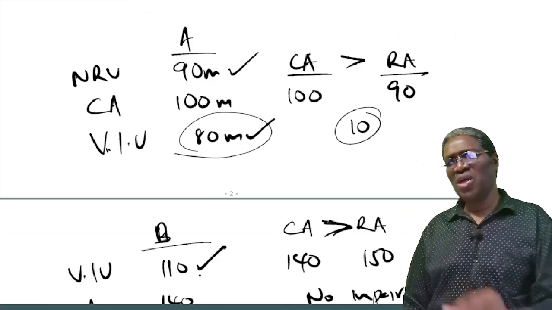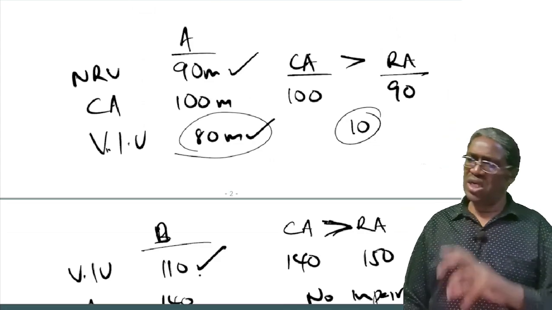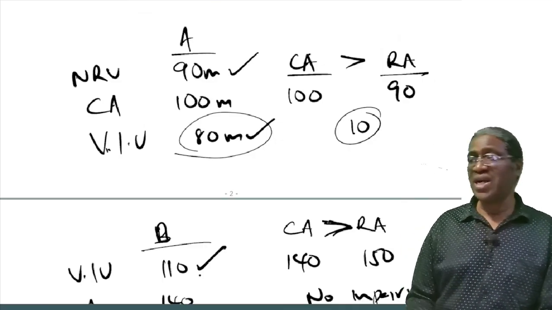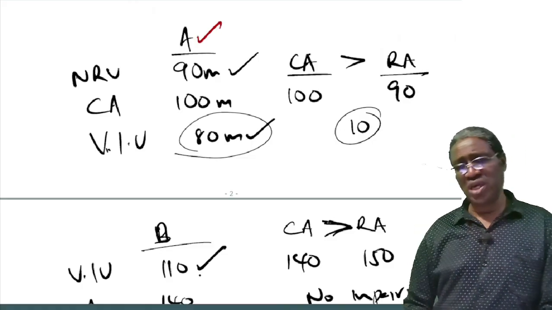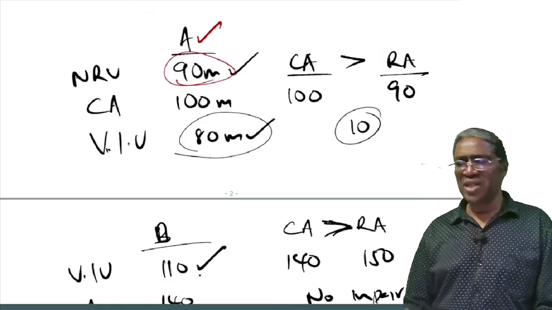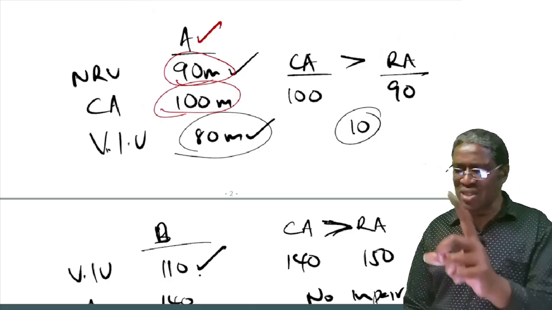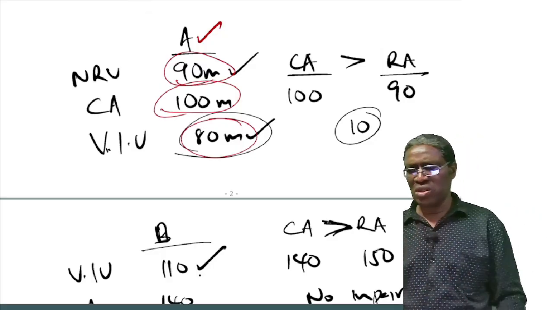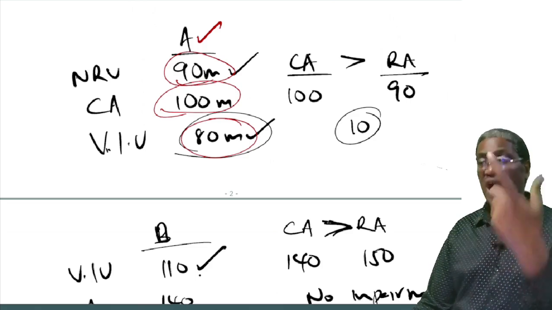Just to see whether you can tell whether an asset has suffered an impairment loss, I gave you a question and you answered me correctly. Suppose your company has an asset called A, which has a net realizable value of 90. That asset has a carrying amount of 100 and a value in use of 80. Then I asked you, could this asset have suffered an impairment loss, and if so, by how much?